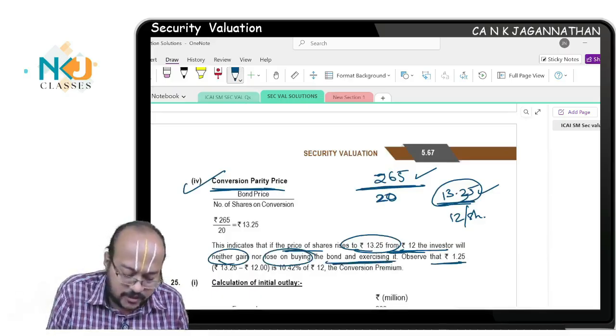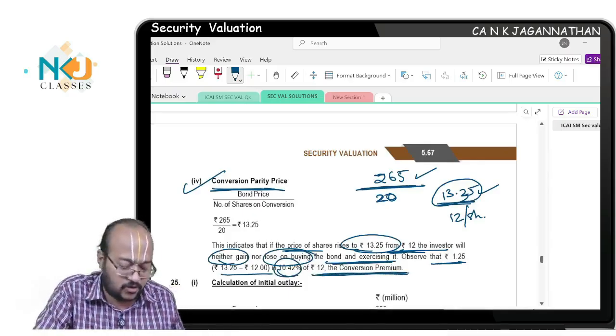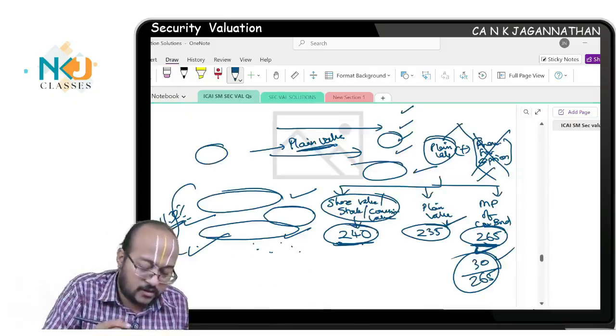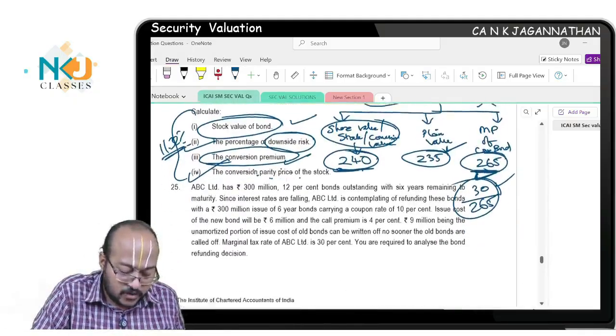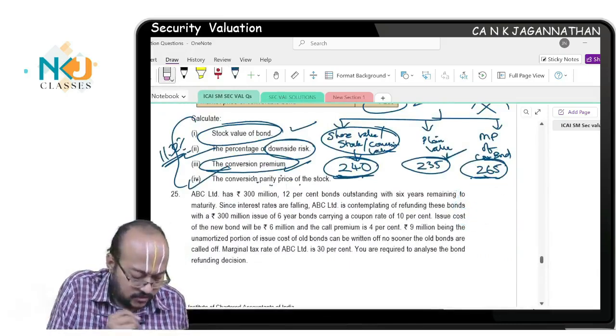Observe that 1.25 is 10.42% of 12, the conversion premium. They have given and explained that, that is fine. Okay, next, one second, I'll just rub this.